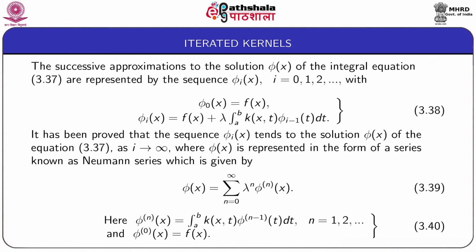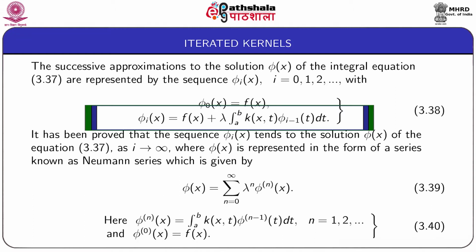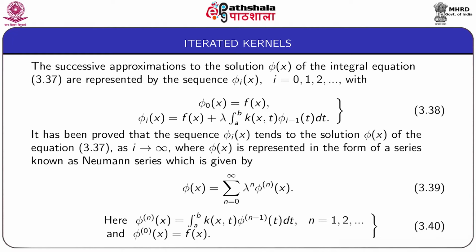The successive approximations to the solution phi(x) of the integral equation 3.37 are represented by the sequence phi_i(x), i varies from 0, 1, 2, etc., where the 0th approximation phi_0(x) is given by f(x) and phi_i(x) is equal to f(x) plus lambda into integral a to b K(x,t) phi_{i-1}(t) dt for i greater than or equal to 1.